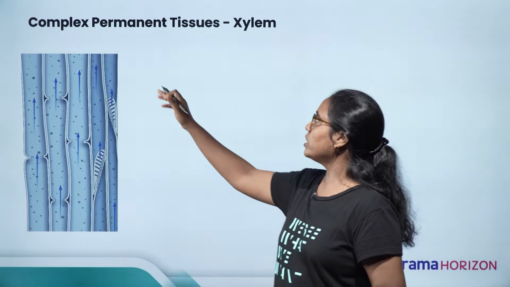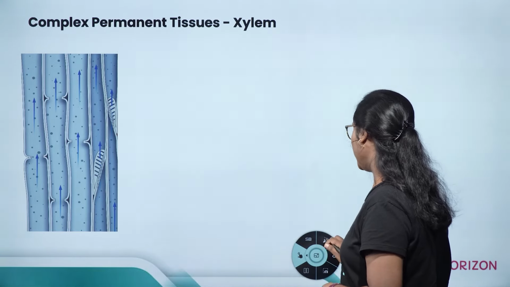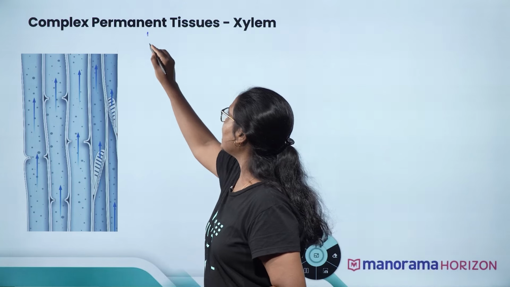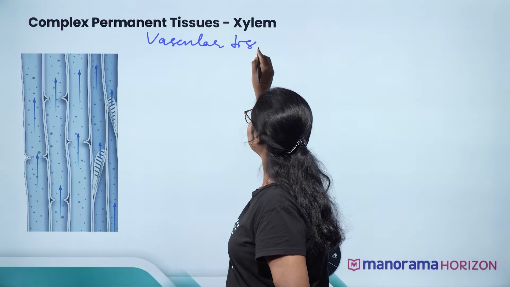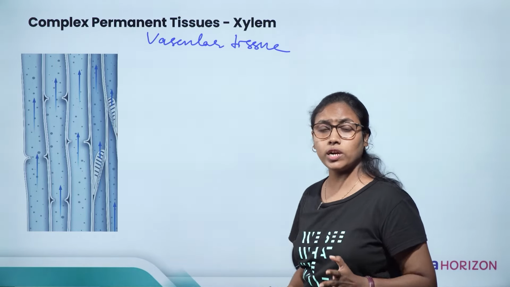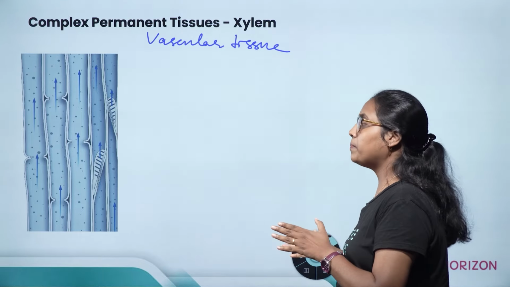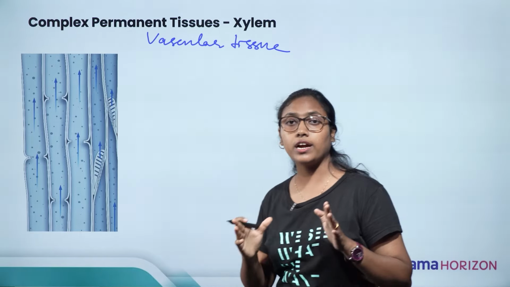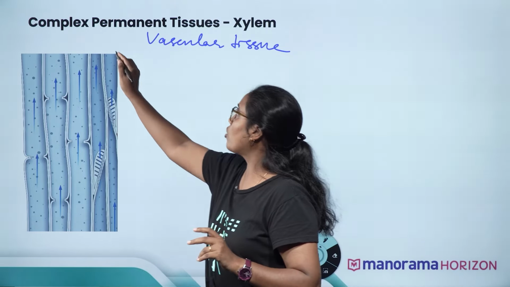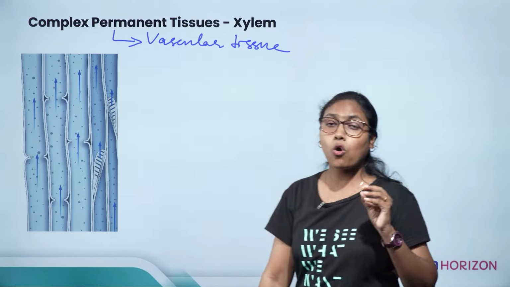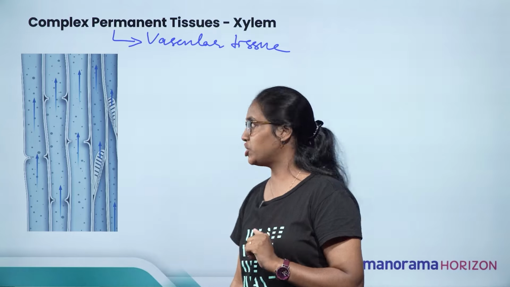Now, we'll move on to the complex permanent tissues. Complex permanent tissues, we also call them vascular tissues. Now, can you tell me why we call it vascular tissue? We call it vascular tissue because they help in the conduction of water, minerals, and prepared food. So, complex permanent tissues are also known as vascular tissues because they help in conduction.